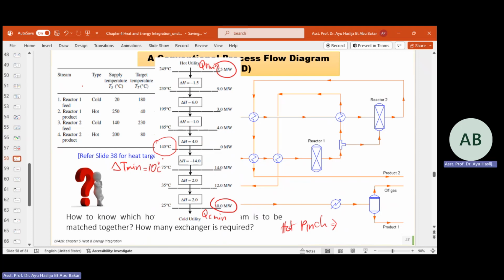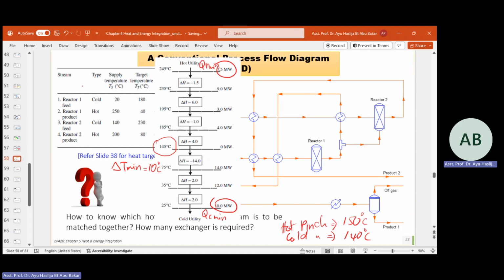Pinch is 145. Hot pinch temperature is 150, okay, 150. Cold pinch is 140. Okay, that's the pinch point.